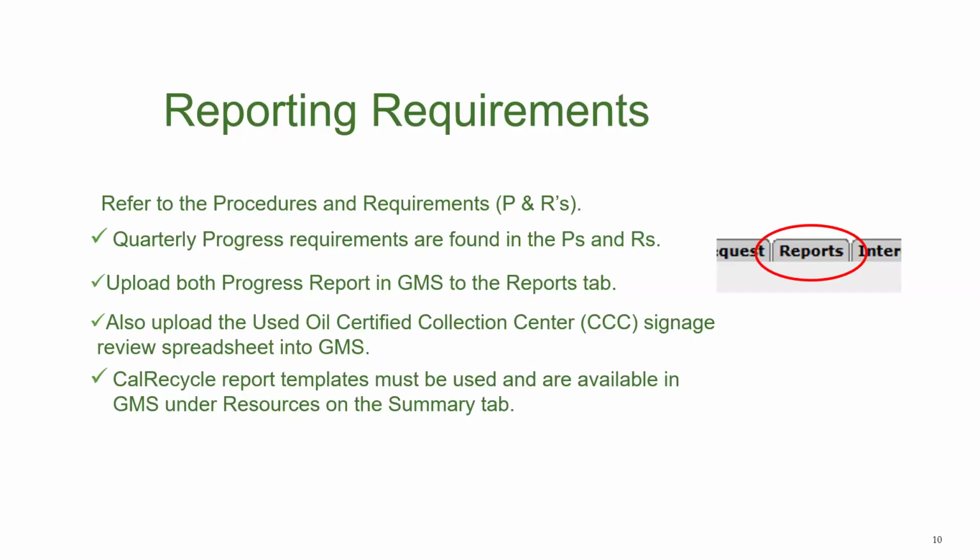All right, reporting requirements. When submitting your quarterly reports, be sure to upload both the GPS and progress report under the Reports tab, you see it circled on the picture here, as well as the CCC signage review spreadsheet, even if you didn't complete any reviews during that quarter. Using this information, I create quarterly reports as well as the annual report. So let's look at data from last fiscal year.